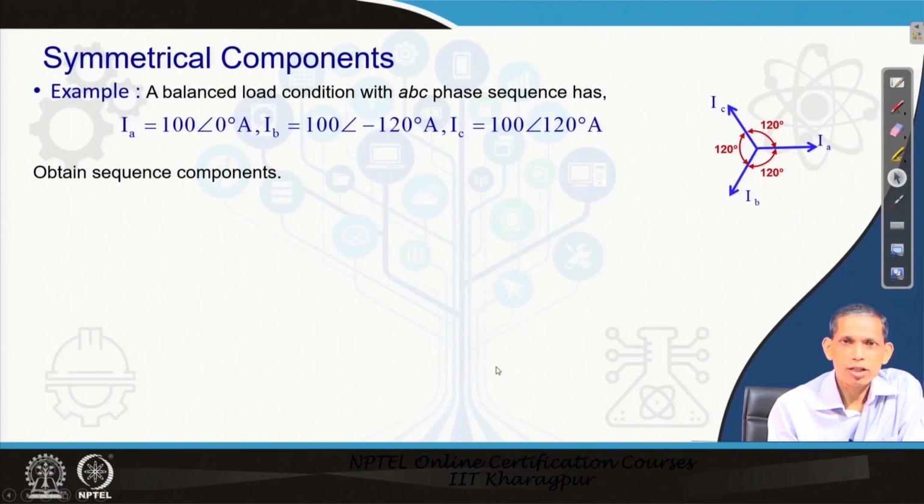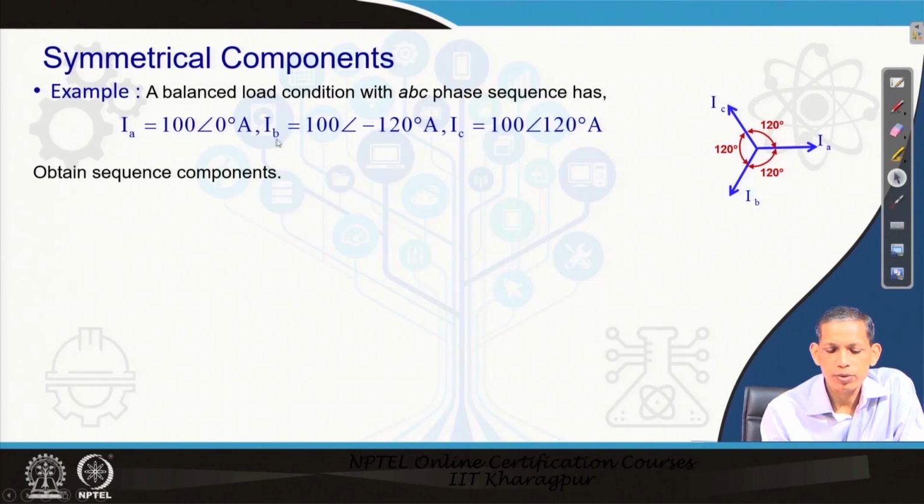In the next example we look into the balanced loading condition and what the corresponding sequence components are. IA is 100 with an angle of 0 degrees, IB is 100 with an angle of minus 120 degrees, and IC is 100 with an angle of 120 degrees ampere. Now, the magnitudes are clearly the same and they are 120 degrees apart, so this is a clear balanced load condition in a system.